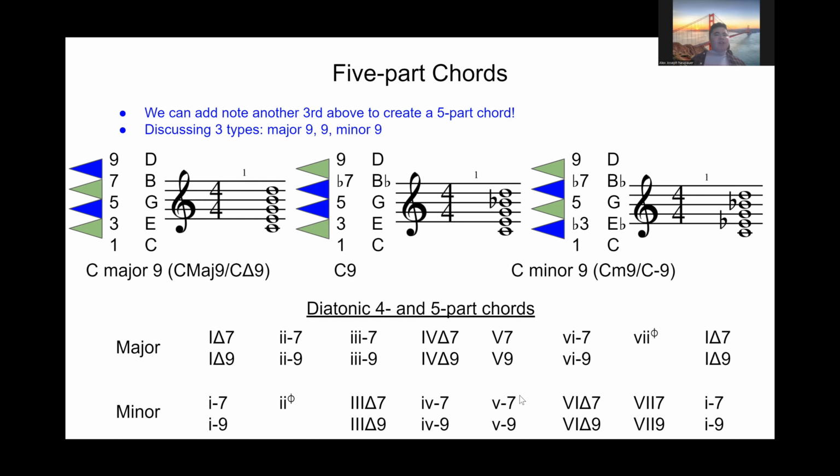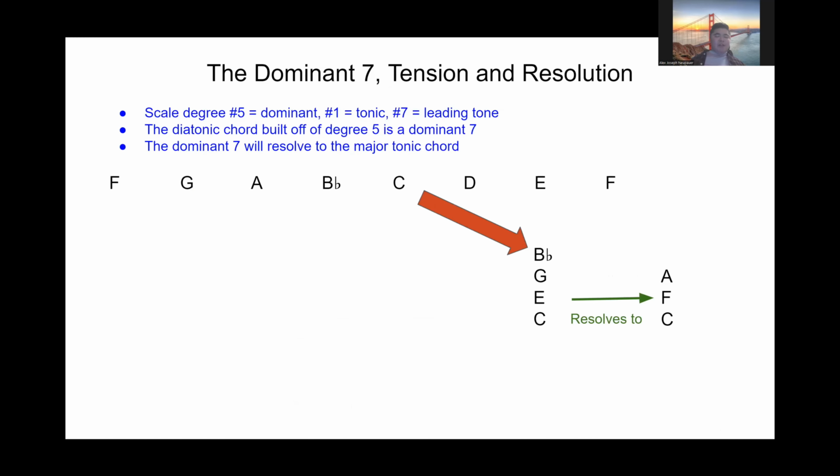So with that, I would actually like to talk more about the dominant seven. The dominant seven is kind of a special chord. You might be wondering why exactly it's called a dominant seven. To do that, we need to understand the anatomy of a scale. The first degree is called the tonic, the fifth degree is called the dominant, and the seventh degree is called the leading tone, because the leading tone leads you back to the tonic.